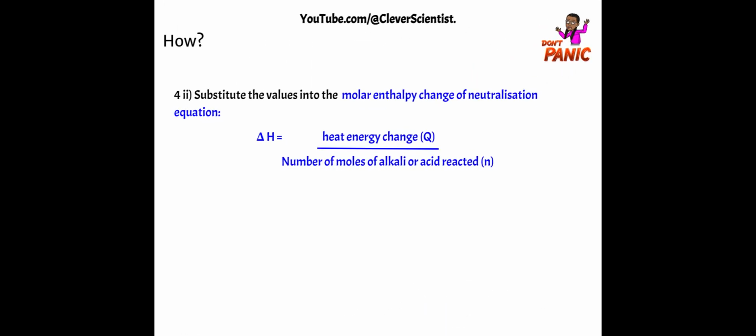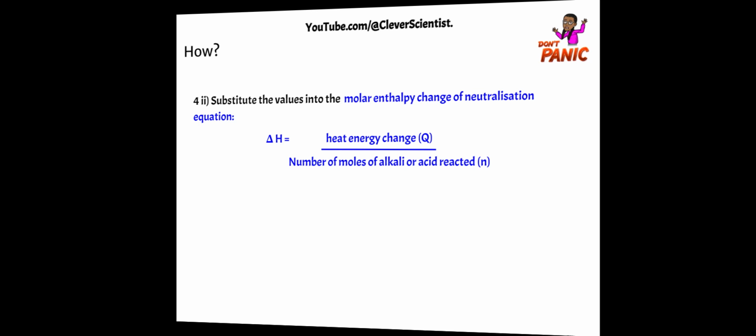And then the last part of that is we've got to substitute our values into the molar enthalpy change of neutralisation equation. So there you can see delta H equals the heat energy change divided by the number of moles of alkali or acid reacted. Okay, so that sounds like a lot. Let's have a look at that example to see how it works.